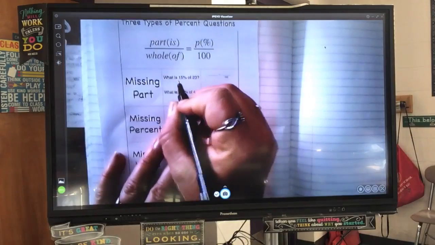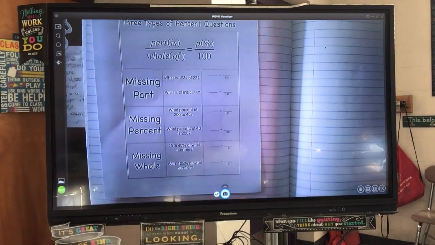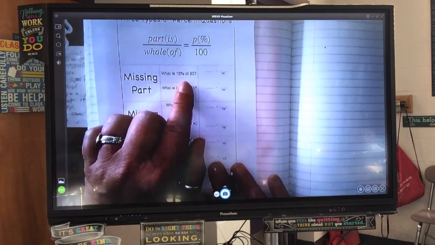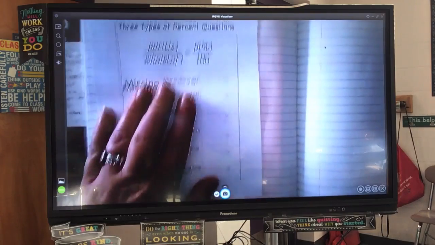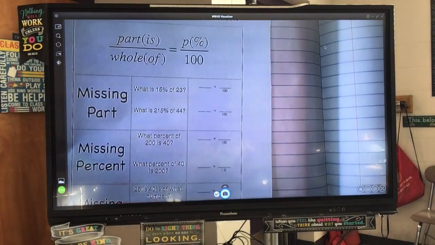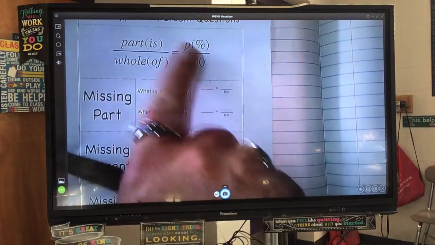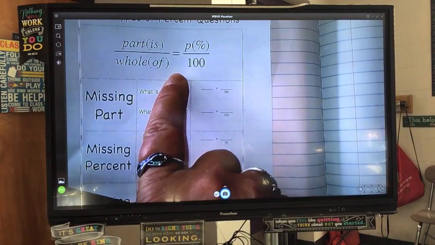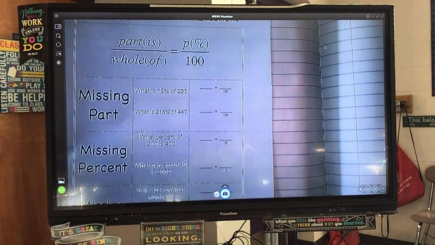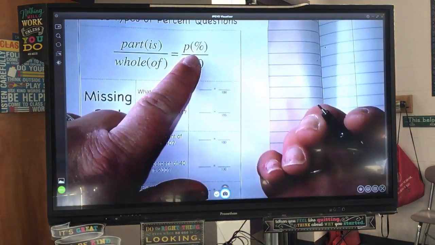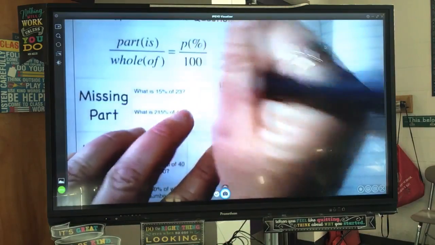So the first question says, what is 15% of 23? The easiest number to always locate is the percent when we're not looking for the percent, because it tells us what it is, right? So where does that 15 go? Where do you think the 15 goes? On top of the first one? Nope. So look at your information here. Where does your percent number go? Mila? On top of the 100, because it tells us that this is our percent. So we're going to put 15 over here.